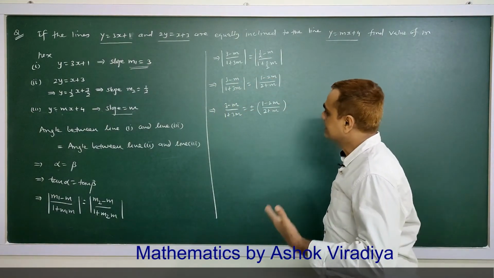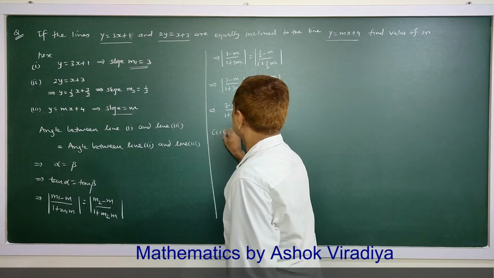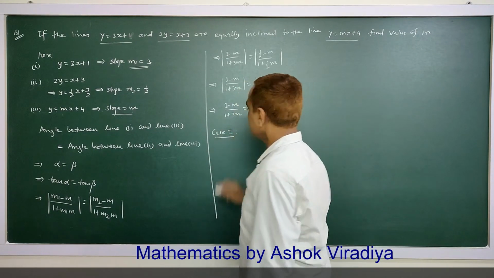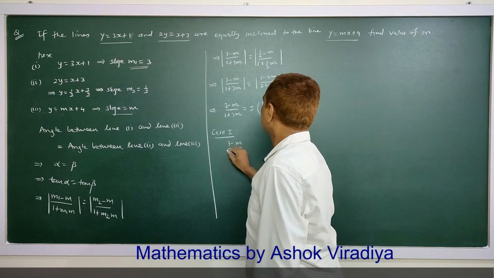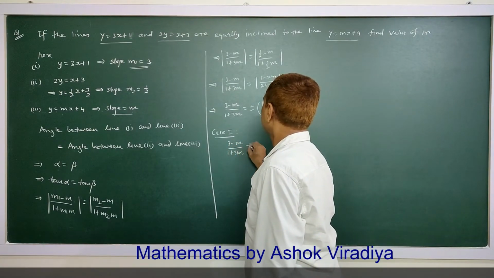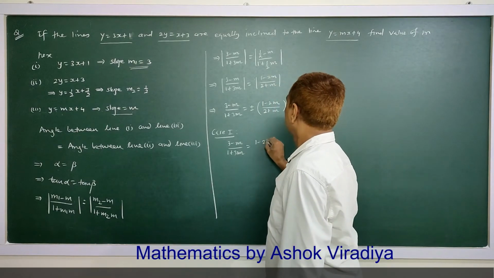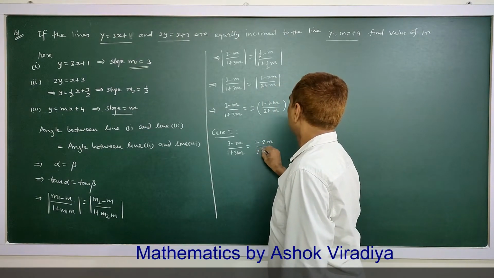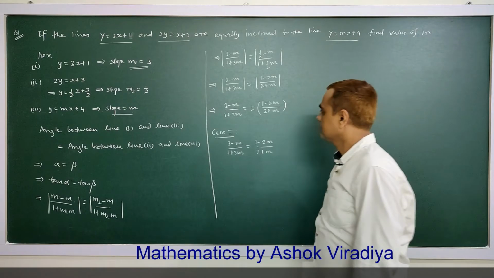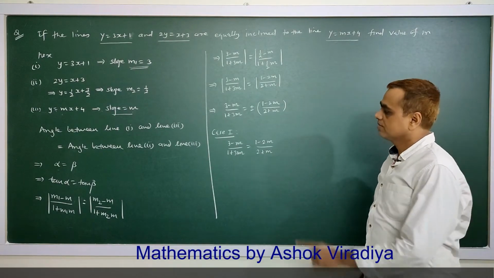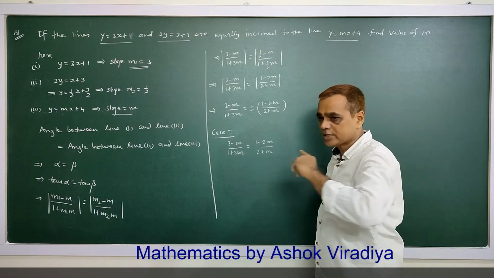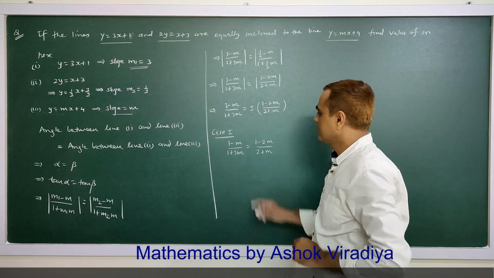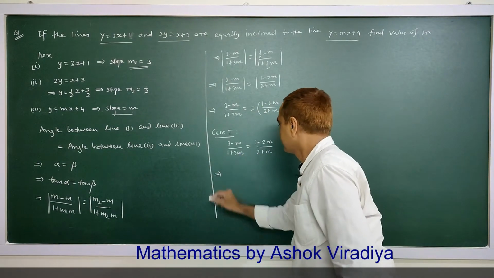Now we take cases. Case 1 is 3 minus m upon 1 plus 3m is equal to 1 minus 2m upon 2 plus m. In case 1 I consider the positive sign. Then in case 2 we will consider the negative sign. So let me finish case 1.